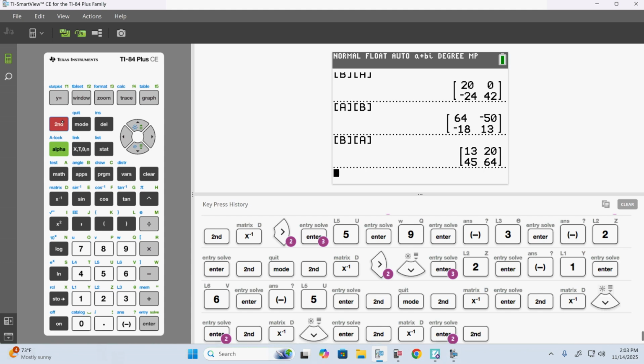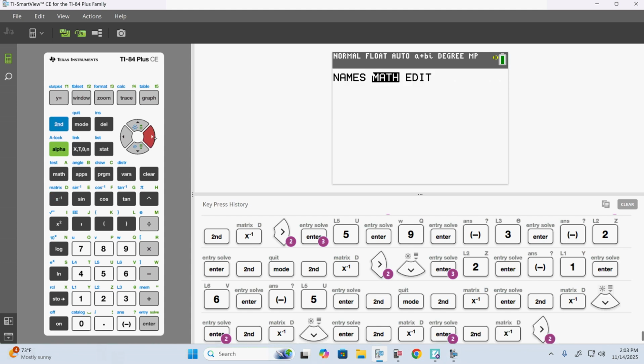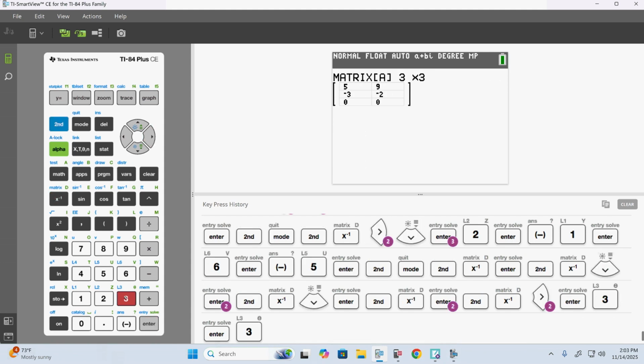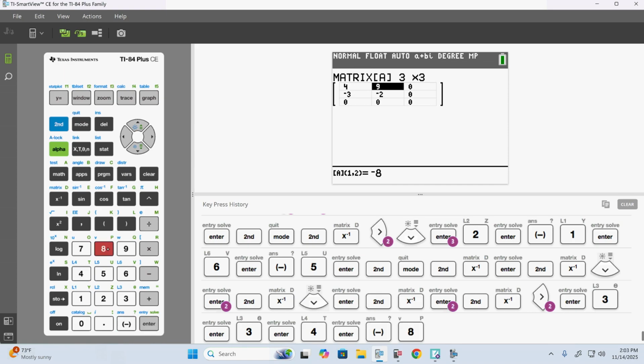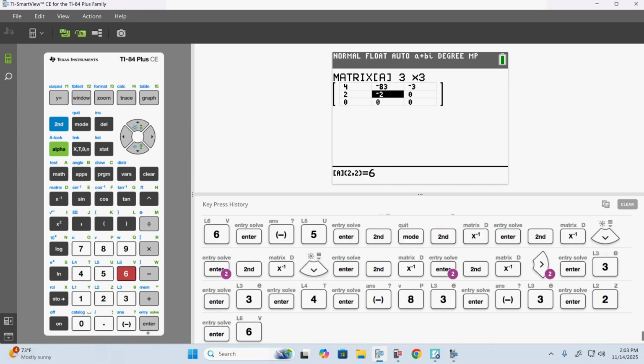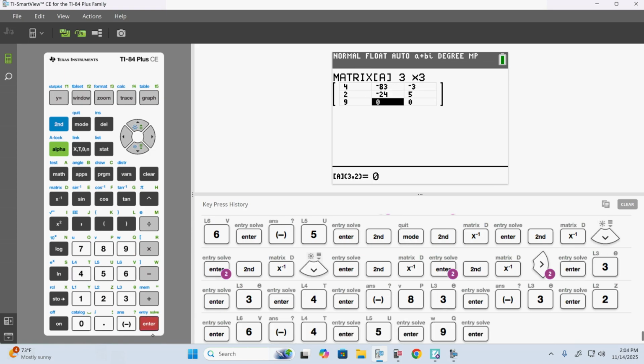So the first thing we're going to do, we do have to type the matrix in. That's going to be the first main step. So I'll do the one we just did: negative 8, 3, negative 3, 2, 6, negative 4, 5, 9. I got off. How do I get that table again?